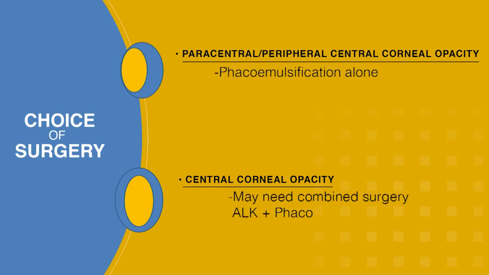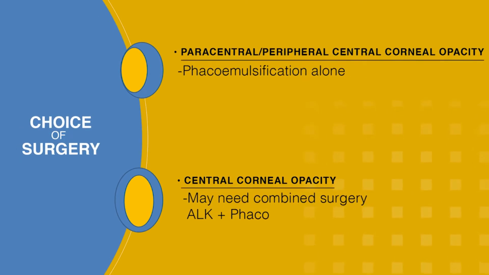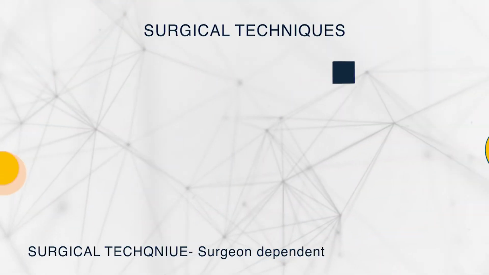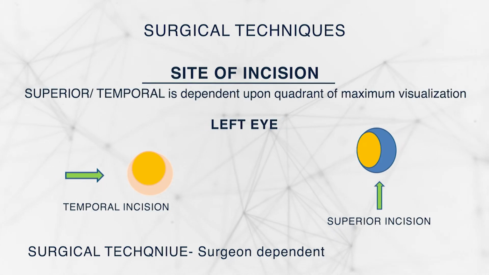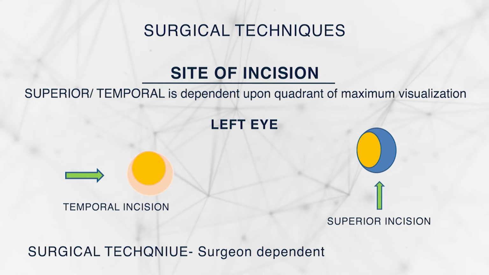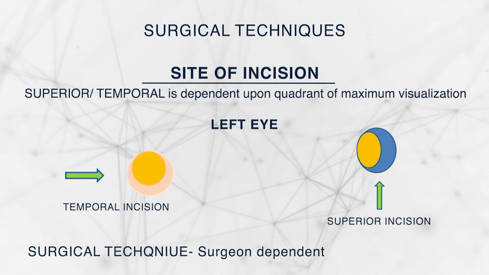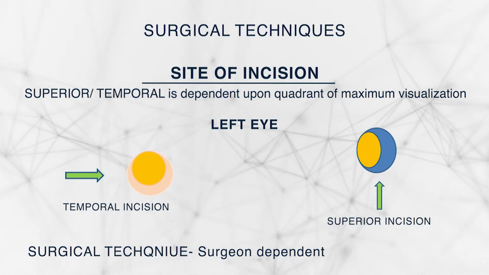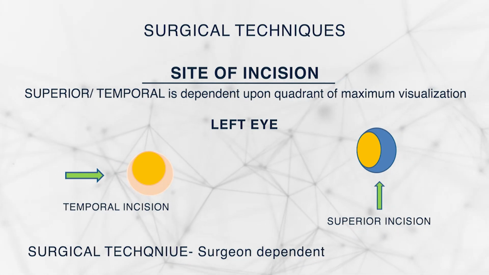The choice of surgery will depend upon the location of opacity. The surgical technique and site of incision will vary with the location of the corneal opacity. An inferior opacity can be managed by a temporal sitting approach, while in case a central opacity is peripheral, we can take a superior approach for incision making.